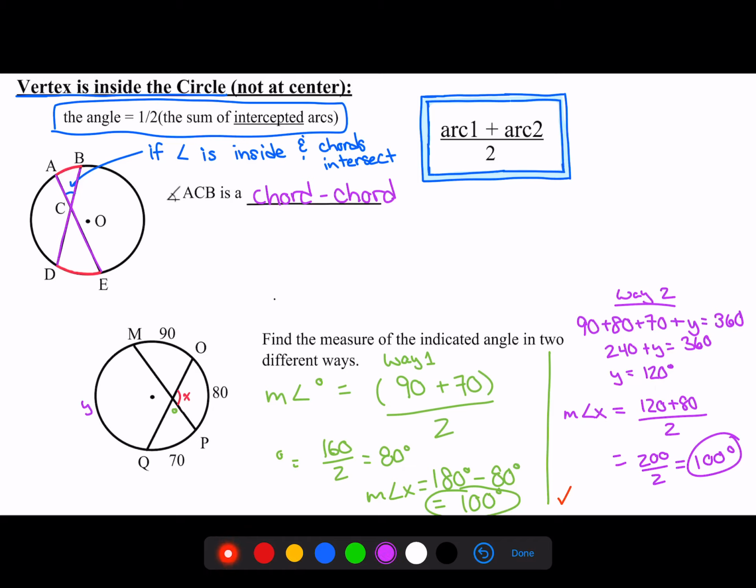So if Y is 120, then I can now use this equation right up here, because again, they're intersecting inside, to find the measure of angle X. This gives me 120 plus 80 divided by 2, which is 200 divided by 2, which is 100 degrees. It's the same exact answer that we got before. Two different ways to solve it. Both ways work perfectly fine.